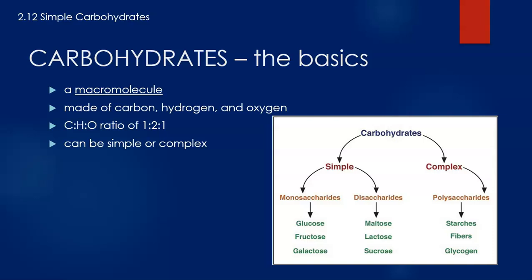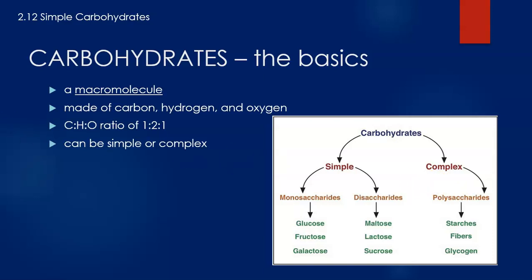Carbohydrates are a class of organic compounds made exclusively from carbon, hydrogen, and oxygen. The atoms are in a general ratio of 1 to 2 to 1, which means there are an equal number of carbon and oxygen atoms and twice as many hydrogen atoms in every carbohydrate. Carbohydrates can be categorized as simple carbohydrates or complex carbohydrates, and of course we'll start with the simple carbohydrates and make our way to the complex carbohydrates in our lesson today.